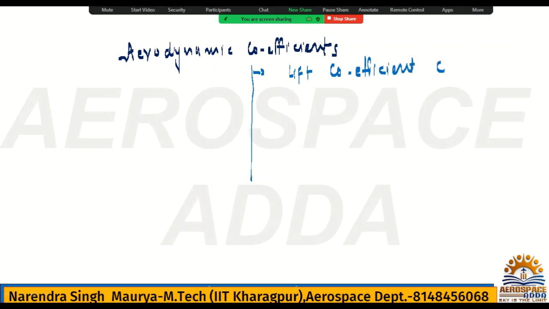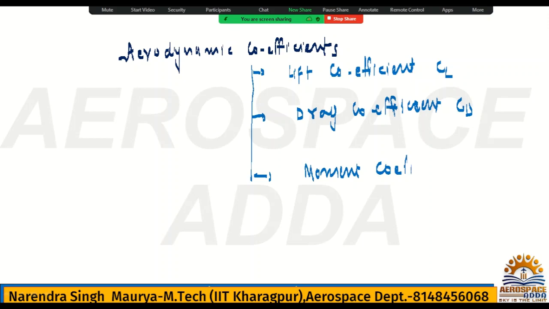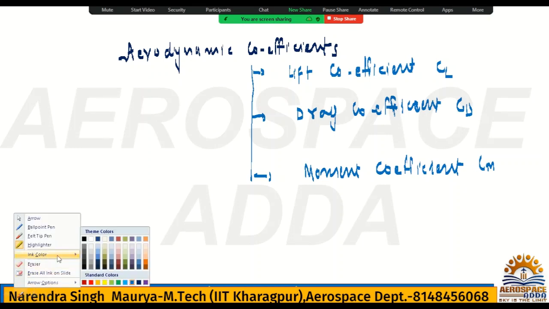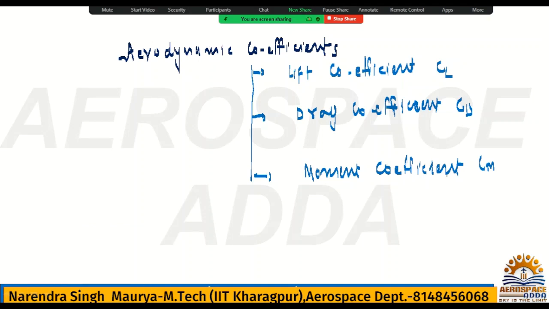Lift coefficient, denoted by CL, then drag coefficient, and the third one is moment coefficient. Yes or no? So again this is denoted by Cm. So basically, I must say this moment coefficient again will have three types.